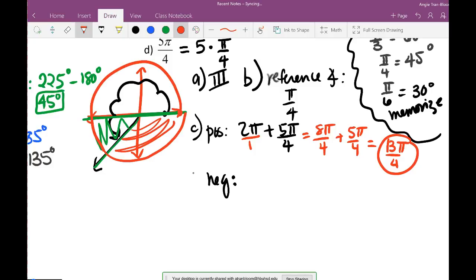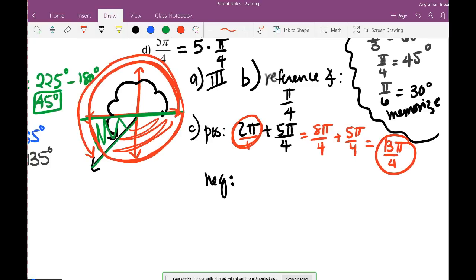Yes, 2 pi, good question. Class, where did the 2 pi come from? This right here. Remember, I'm looking for a positive coterminal. So, Brandon, I first have to go a full what? Revolution. That's 2 pi. And then I still have to add that piece. Wouldn't you agree?